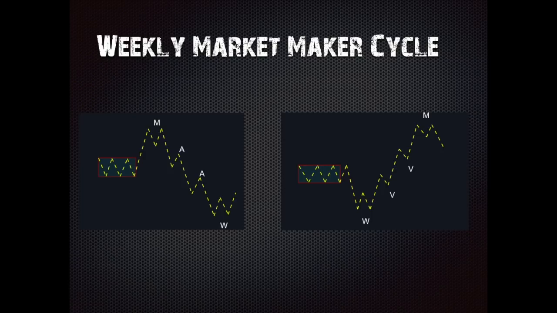So for a market maker cycle that's going down, okay, that's selling, the pattern is MAAW. For the market maker cycle for buying it is WVVM, okay?